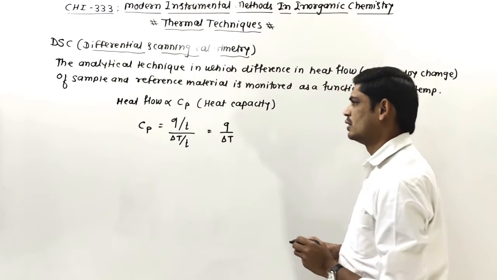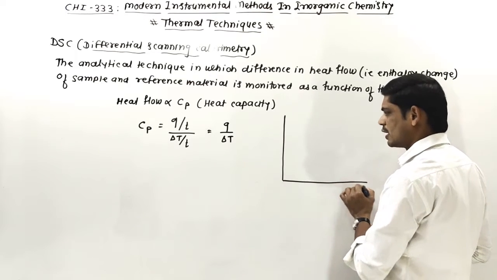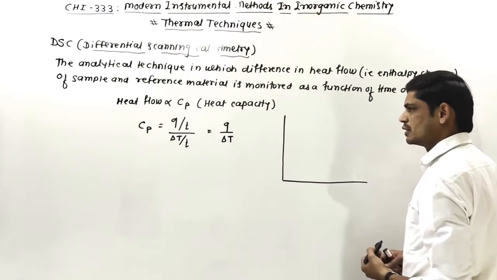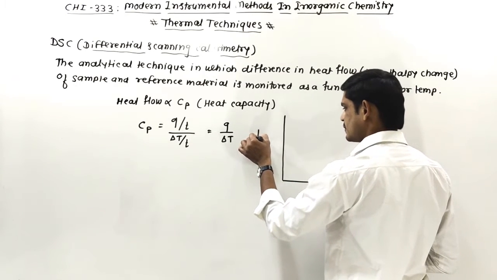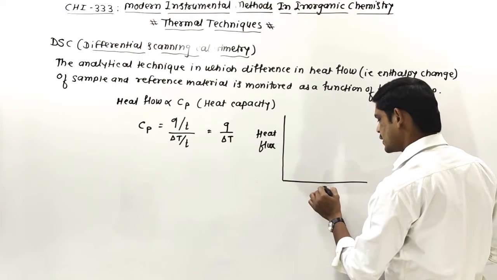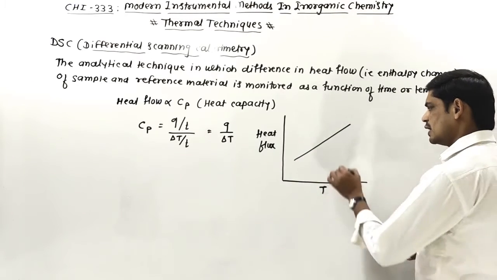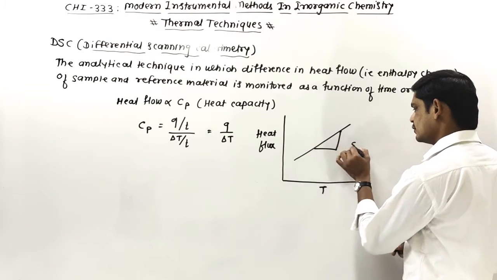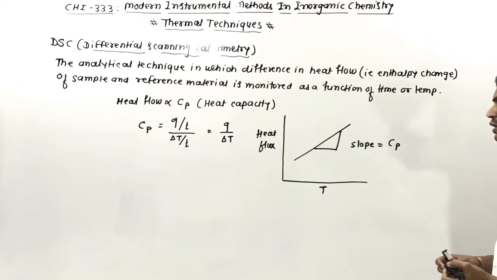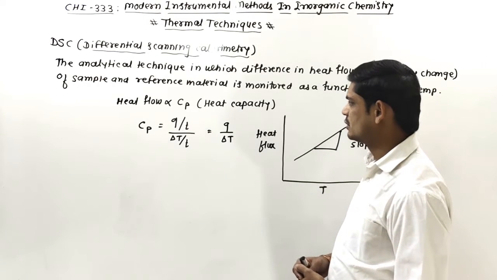If you solve it, we will get Q upon delta T. And therefore, if you plot a graph of heat supplied and the change in temperature, that is the heat flux with respect to temperature, we will get such a type of curve, and from the slope of this curve we will get heat capacity. So students, it was an account about the definition.